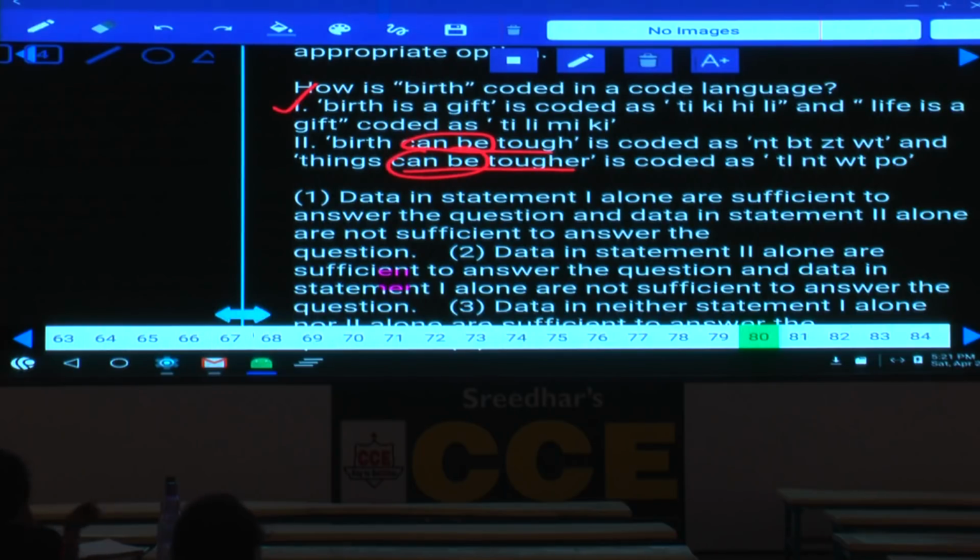As only 2 words are common, tell me how many codes are common here? NT is one which is common, and the next one is W. Only 2 codes are common. Hence, tough and tougher are 2 different words. Then with the help of the second one, can you determine the code to the word birth? No, because there could be 2 different answers, either BT or ZT. Hence, 2 alone is not sufficient, hence only 1 alone is sufficient, choice 1. Question number 80, it is choice 1.